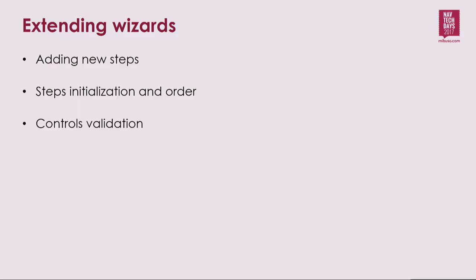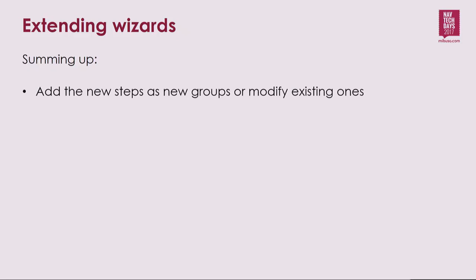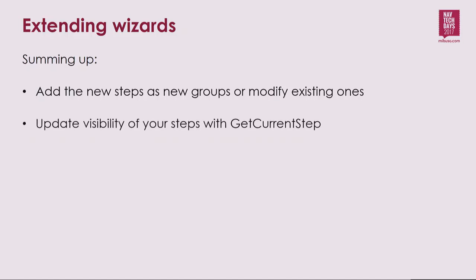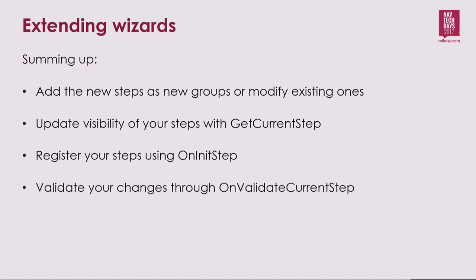So to summarize what we saw in this example, you can add new steps to a wizard by adding new groups representing the step, or modifying an existing one, in the same way as you would do with any other element in a page. You can update the visibility of the step by reading from the get current step exposed by the parent wizard. The steps are registered through the onInit step event, again exposed by the parent wizard, and the validation is done inside the onValidate current step.